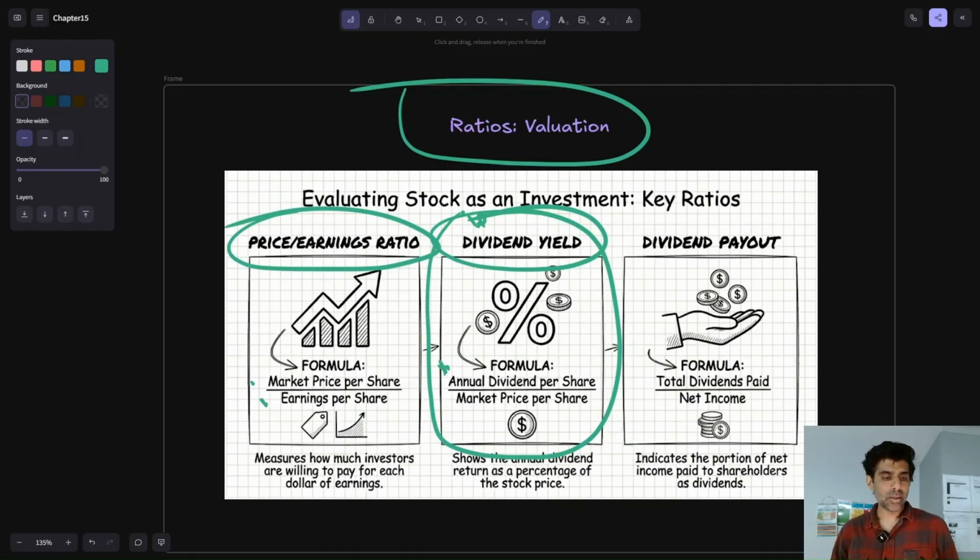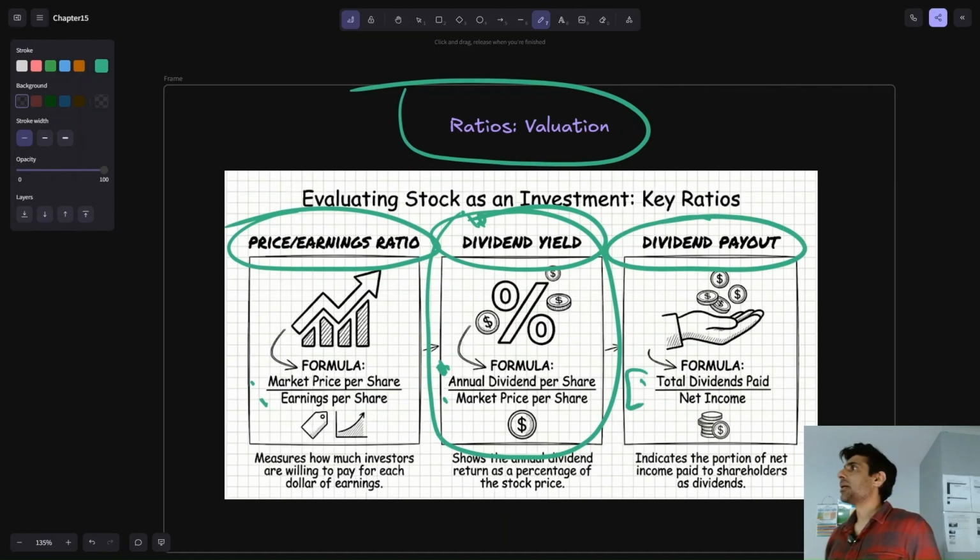It's basically a way to see, if you're paying $10 for a share, how much income will you get from the dividend? Okay, so you can see annual dividend per share divided by the market price. It's going to get you a yield, similar to investing in a bond. And then dividend payout: dividends paid divided by net income.